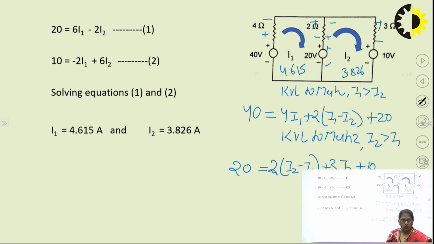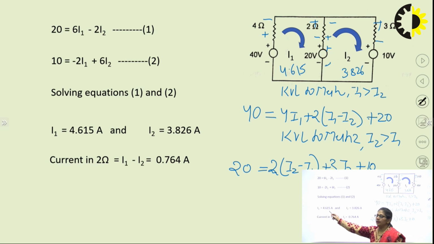If that is so, the question was not this, the question was I need to know the current in 2 ohms. So, the current in 2 ohms is going to be the greater current minus the smaller current. The greater current is I1, I1 minus I2. So, that is 0.764 amperes. So, that is the answer for this numerical.